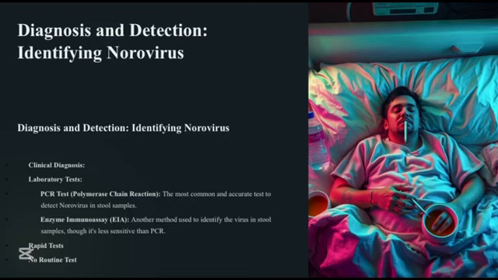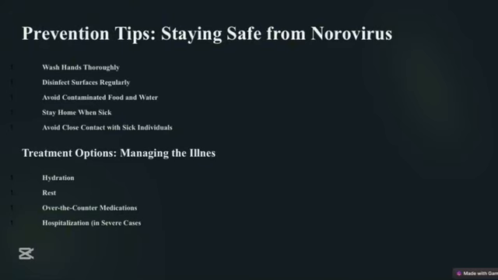No routine test. Routine testing for norovirus is usually not done unless there is an outbreak or specific symptoms, as the virus typically resolves on its own without needing a diagnosis. Prevention tips. Staying safe from norovirus.